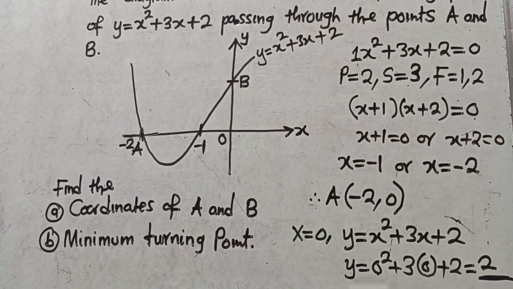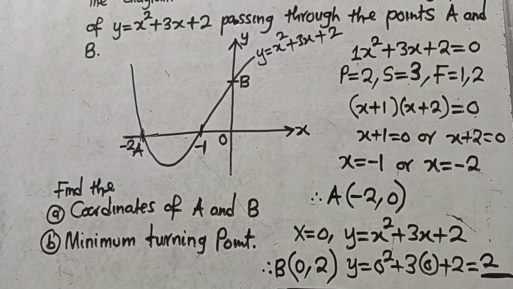Since 2 is your answer, you know that x is what? You just say, therefore, the coordinate for B is x is 0, y is 2. So these are the answers. This is the answer. You are done. So this is what you are supposed to do.